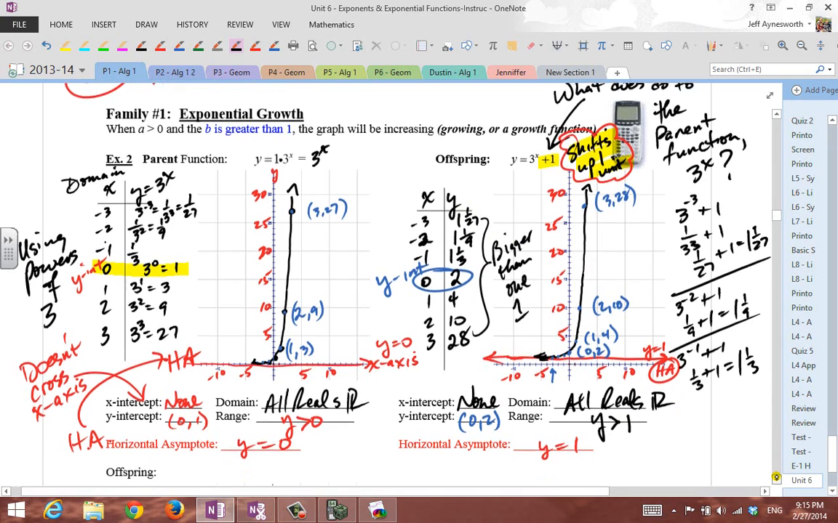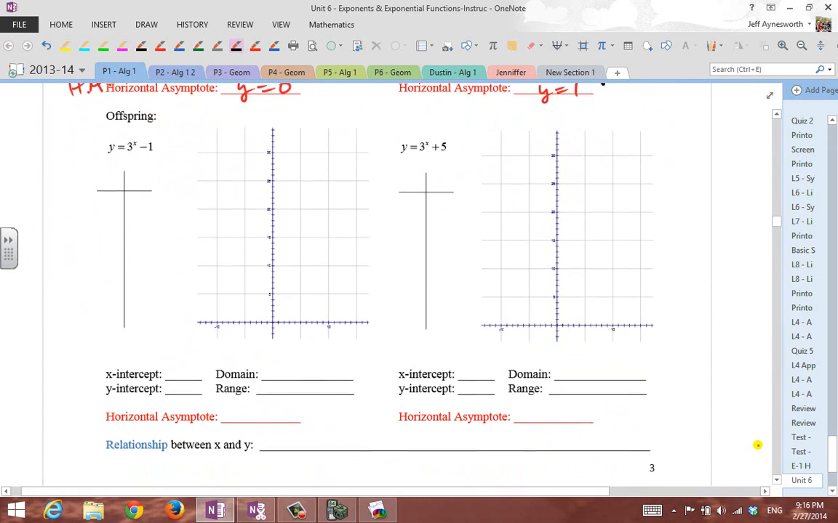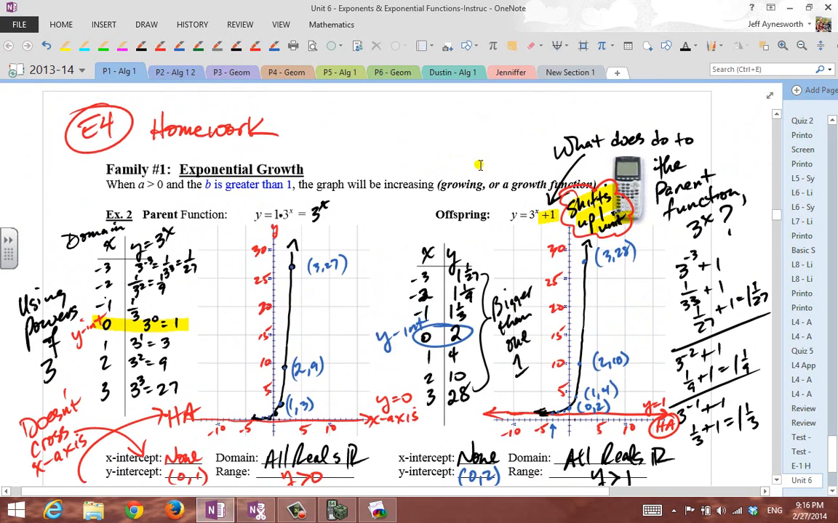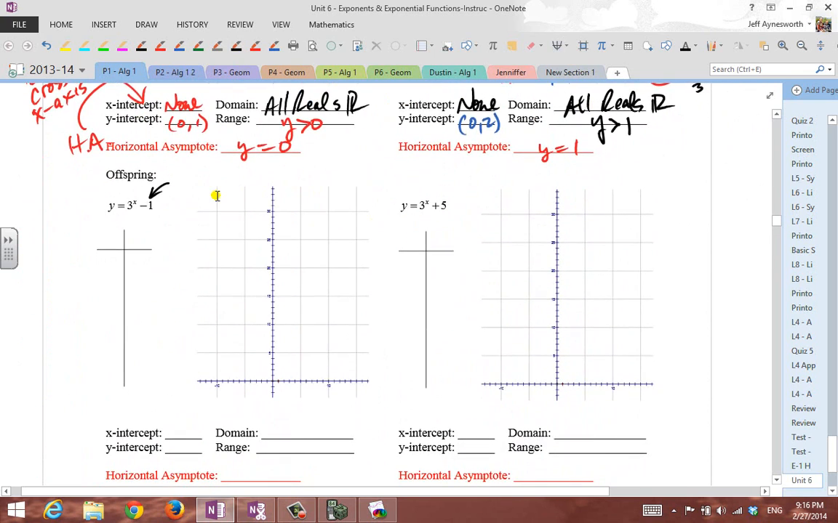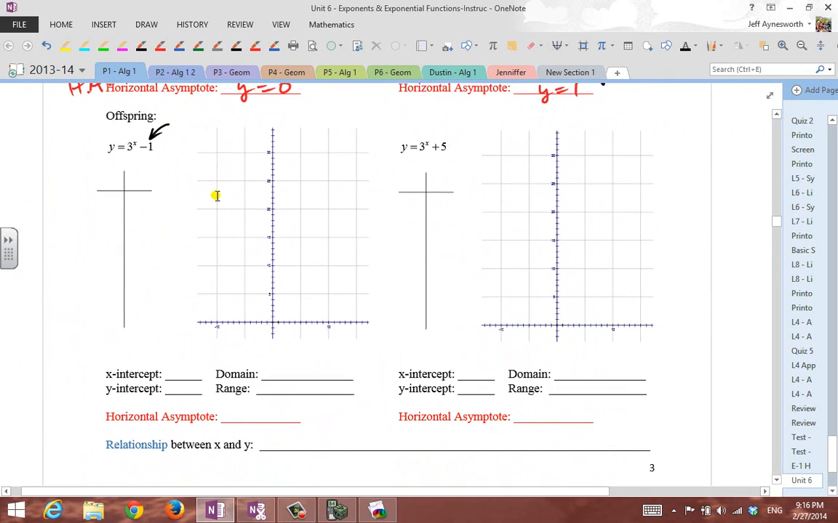Okay, moving on. What would happen if we subtract 1 from the parent, and what would happen if we add 5? Okay, what kind of effect does this have? Well, let me see. Let's use our common sense a little bit. Up here, the plus 1 shifts it up 1. What do you think the minus 1 is going to do? You know, say it out loud if you're by yourself, or tell your partner.